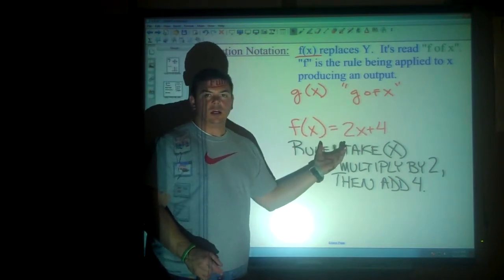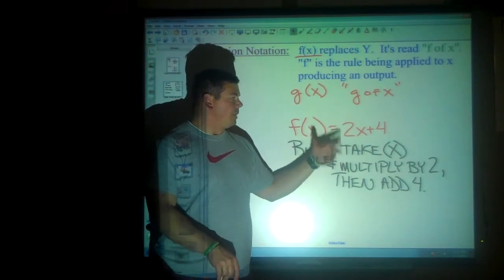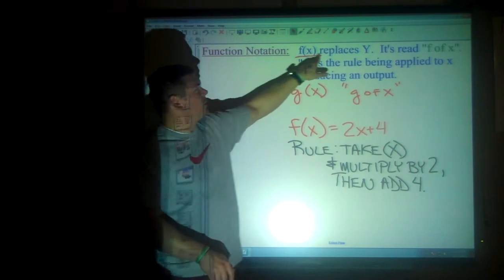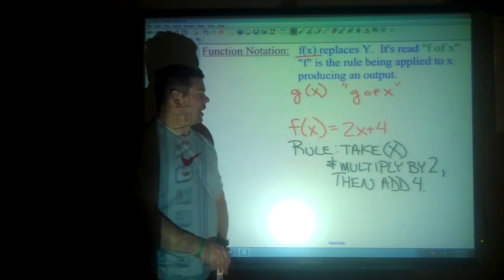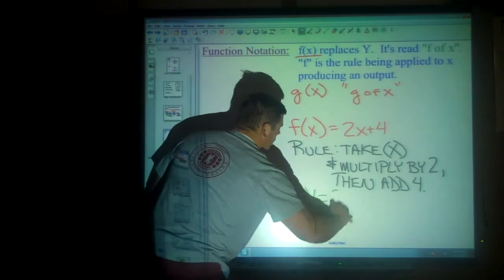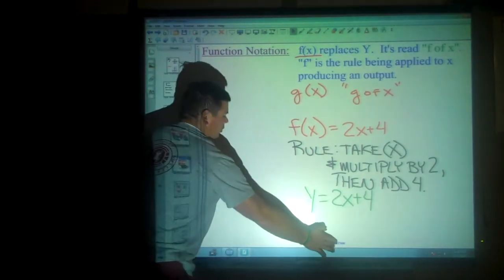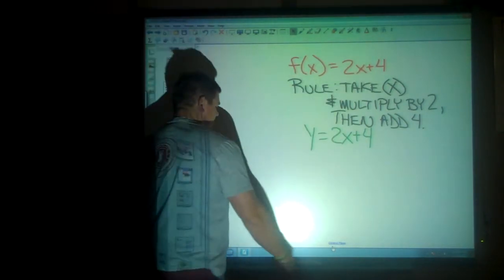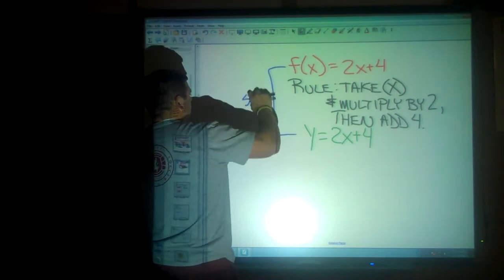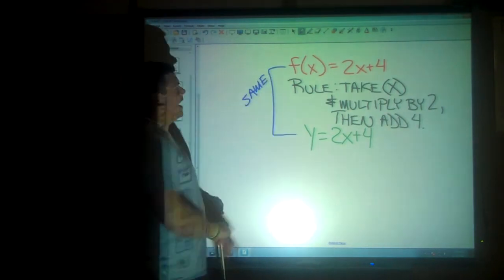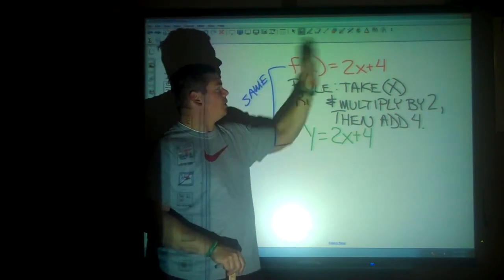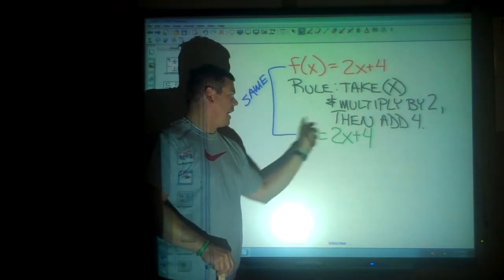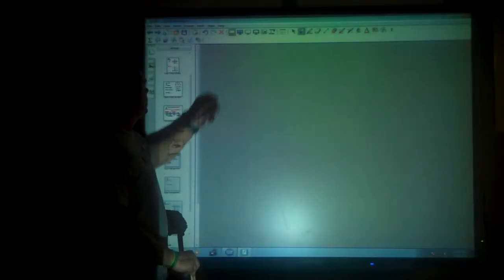Now that equation could be different. It could end up being negative 1x minus 2, or it could be just x plus 5. It could be anything. I just want you to imagine, though, this f of x is just like y. y equals 2x plus 4, and f of x equals 2x plus 4 are exactly the same. You don't actually have to do anything with the f of x. You plug numbers in for x, do the math, out pops your answer. Exactly the same.